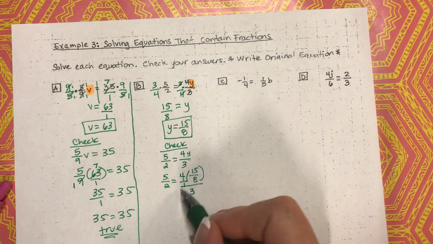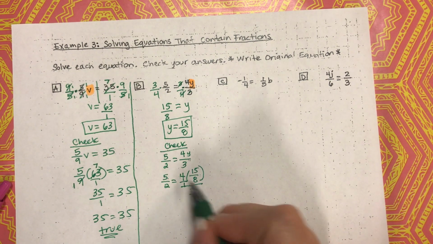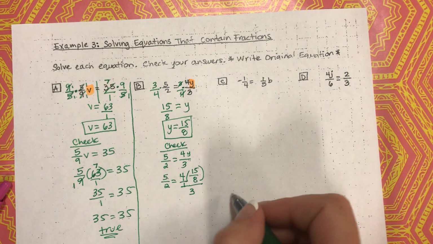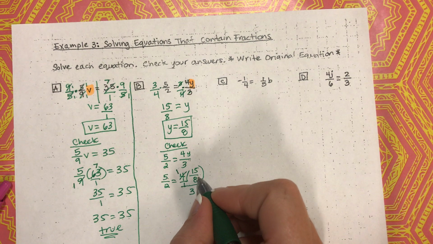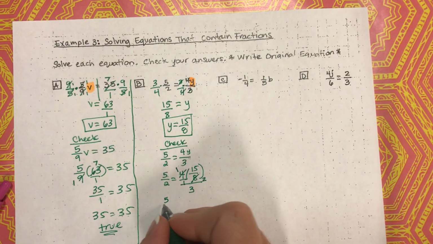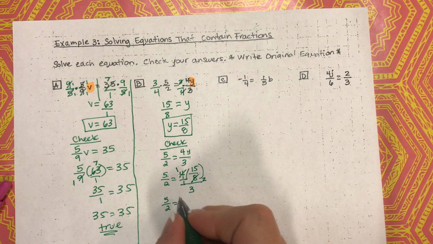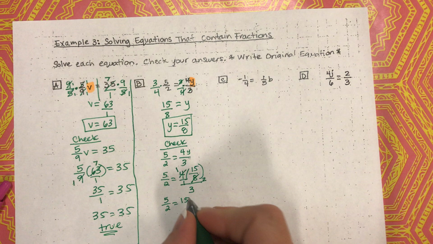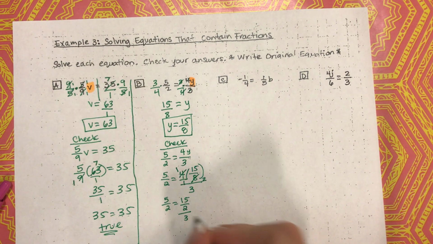Well, we can't do anything with the 15, but the 4 and the 8, is there a number that goes into both 4 and 8? The answer is yes, 4. 4 goes into 4 one time, and 4 goes into 8 2 times. So now what I have is 15 over 2. Well, 1 times 15 is 15, right? And then 1 times 2 is 2, and all of that is being divided by 3.